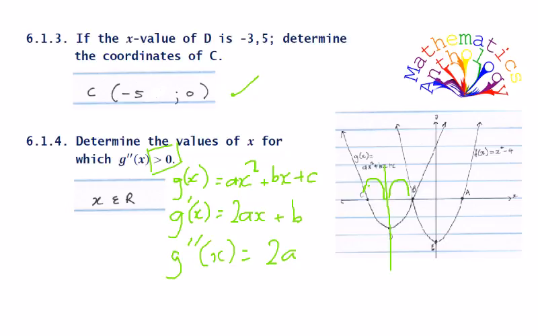The question wants us to determine values for x where the second derivative is greater than 0. Greater than 0 means positive. So this will always be positive. So x will be an element of all real numbers.